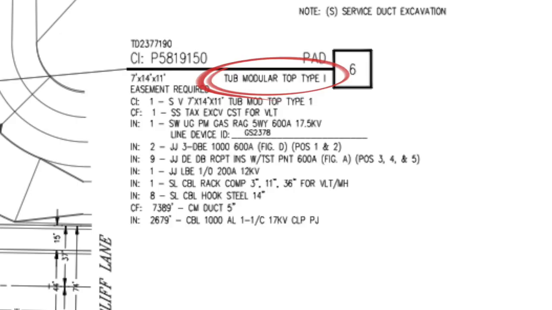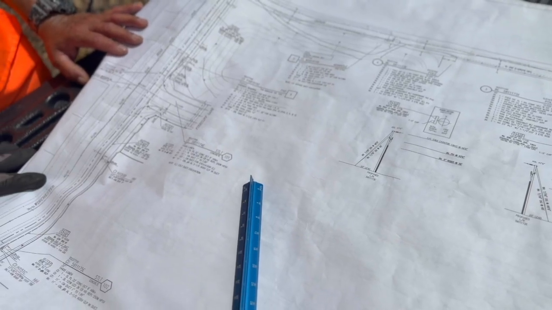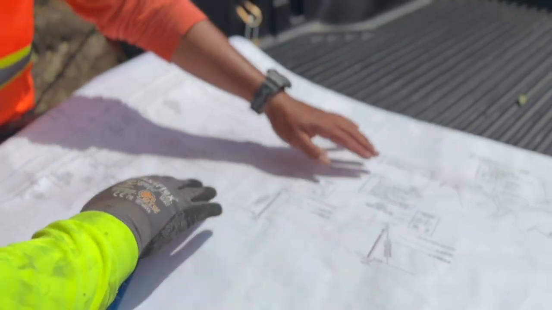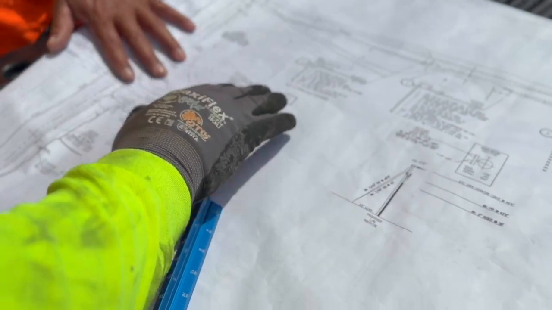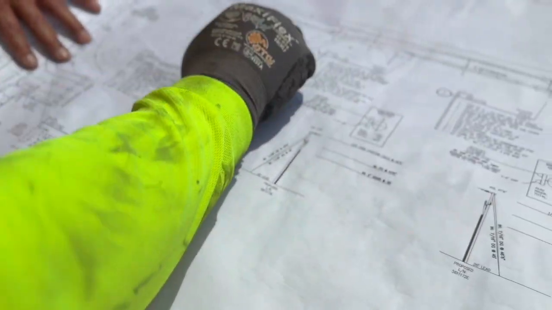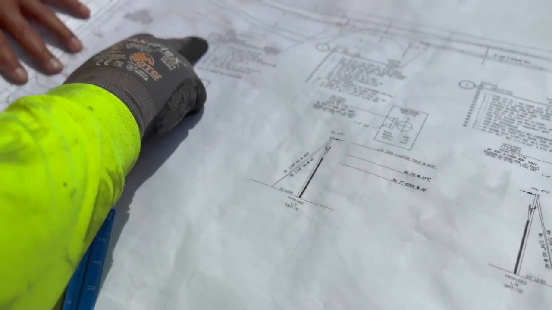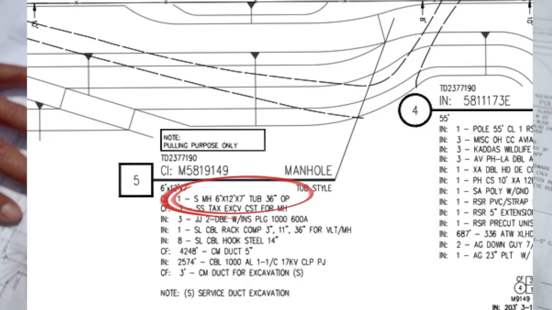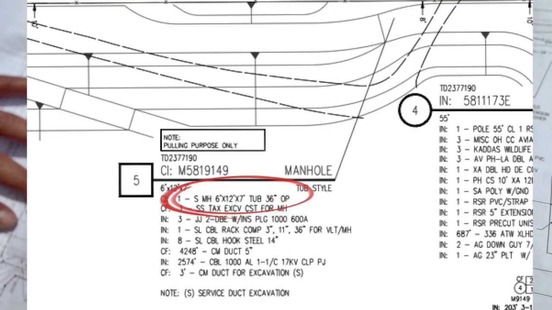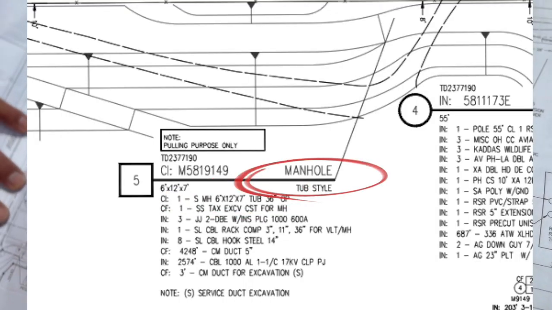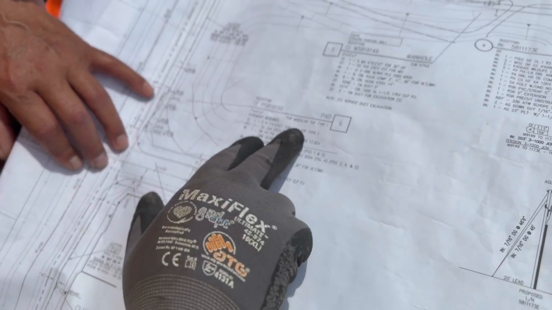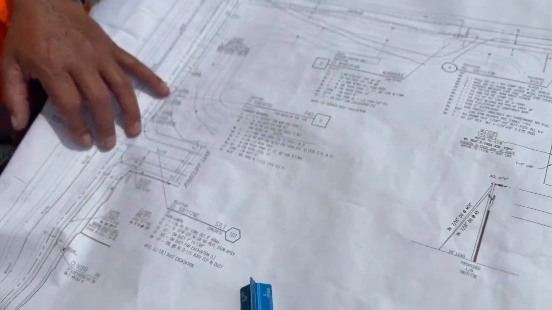So that's the one they call a PME. They put a transformer on top, right? Yes, that is correct. It's different than this one right here. This one's different from the one I mentioned, on call out number 5. It's a 6 by 12 by 7. This one's a manhole tub style. It's way different from the one that I just mentioned here. Okay, it's a whole different box.